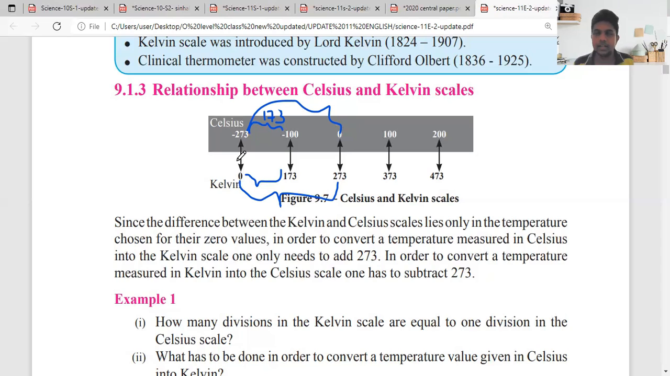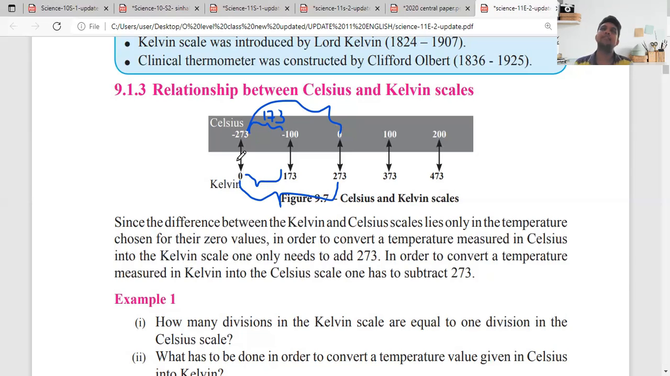Now tell me, Kelvin 274. Kelvin 274, what is the Celsius value? මොකද කරන්න ඕනේ? 274 වලින් 273 minus. එතකොට 1 Celsius. හරි. Now tell me Kelvin 300. What is the Celsius value? 27. Very good.